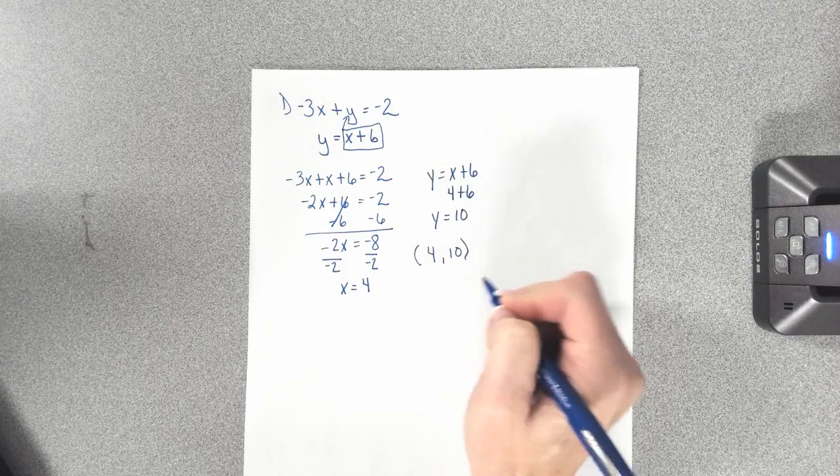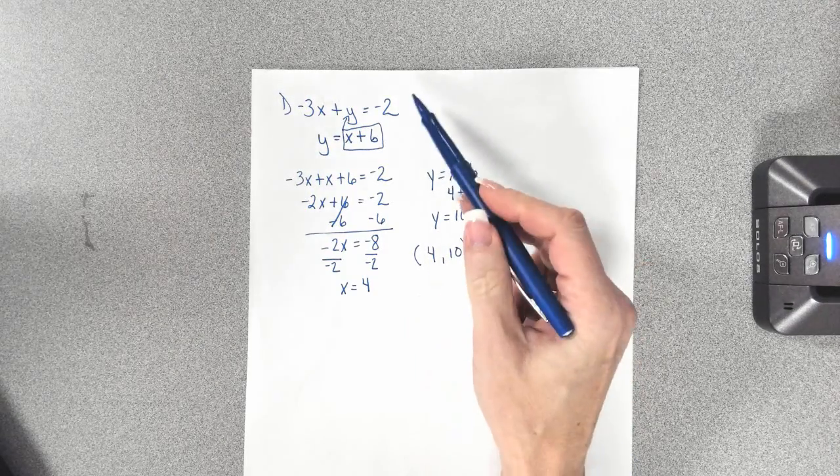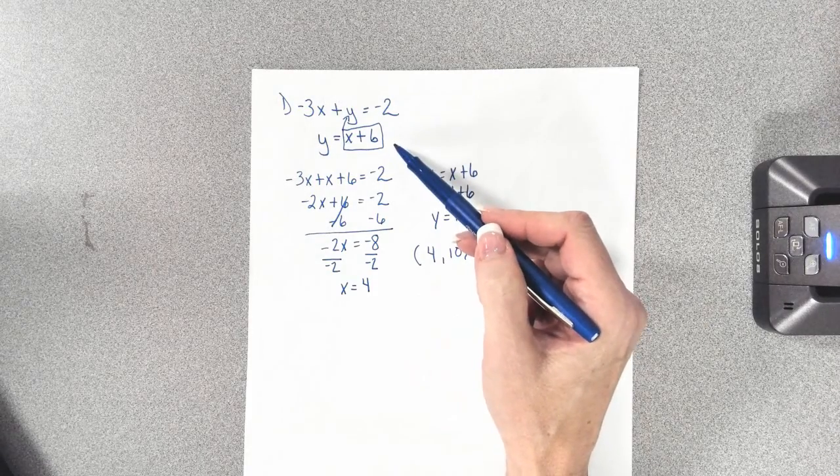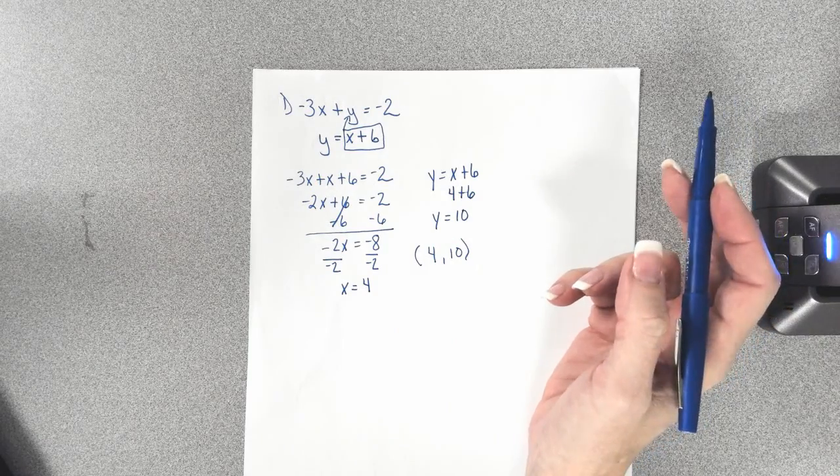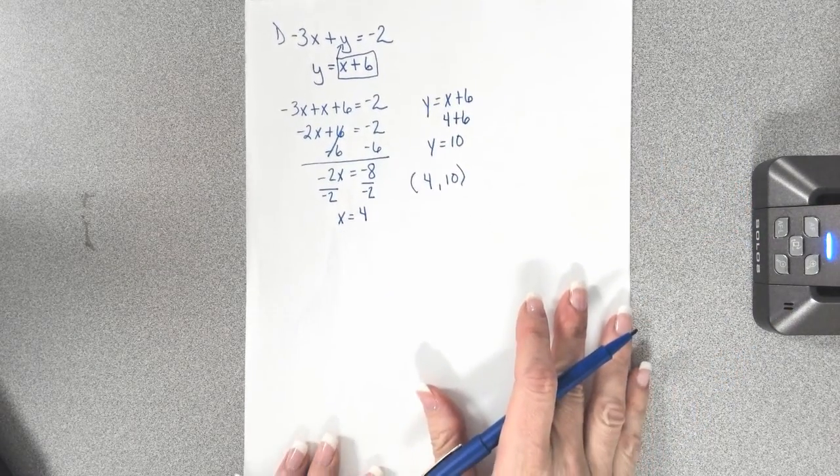That is the ordered pair. That's the solution for both equations. I could plug them in and they would work on both equations, making a true statement. Okay? All right, let's move on to number 2.